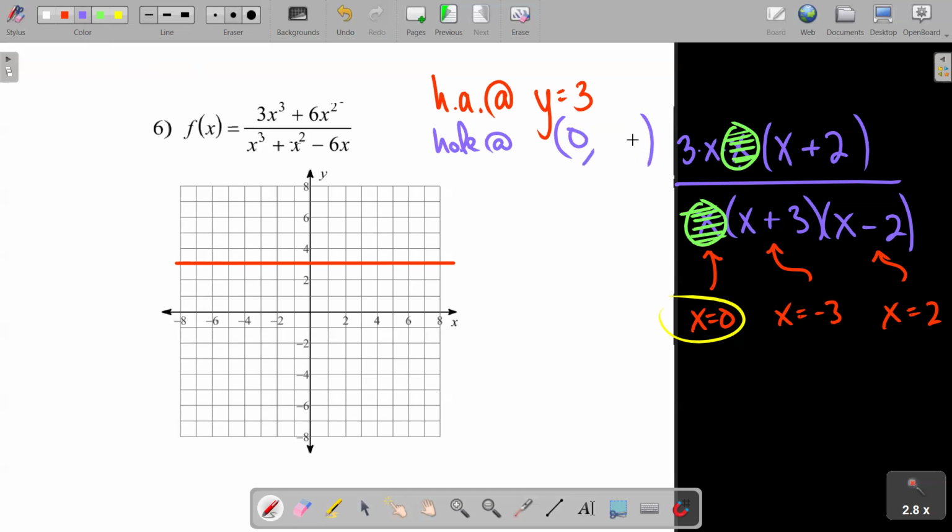And again, if you need to know the y value of the hole, you're going to take that x value, 0, and plug it back into the function post reduction. We'll call it the post reduction.